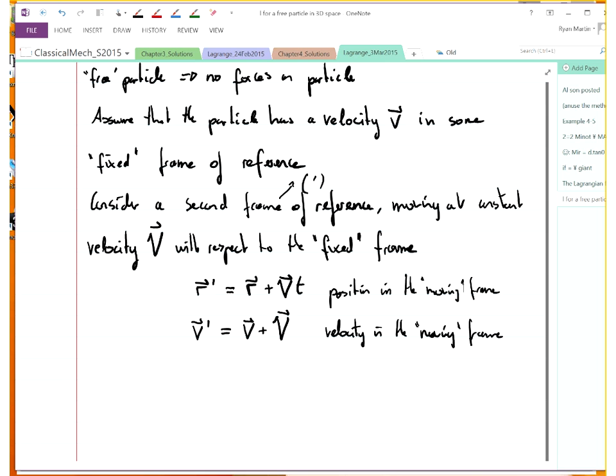So it shouldn't depend on the frame of reference that you're in. And that makes sense, right? You don't want the laws of physics to depend on which frame of reference you're in. So, okay, actually that's not true, right? We know from special relativity that that's not the case. It does depend on which frame of reference you're in. But we're not doing special relativity here. We're doing classical mechanics. So in classical mechanics, it really doesn't matter which frame of reference you're in, as long as they're inertial frames of reference.